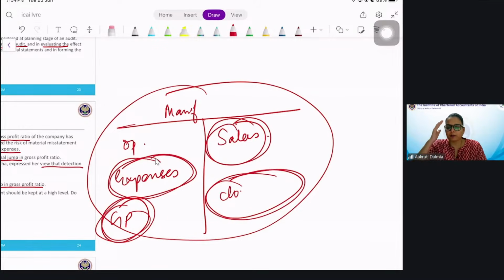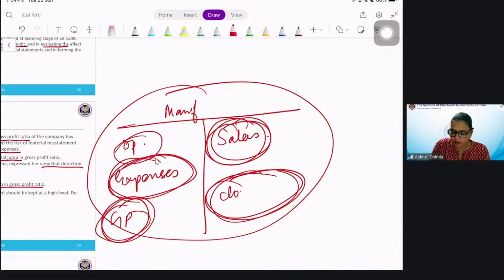If you create a visual in your mind about the manufacturing account, it's not net profit. So mostly it will be affected by these three things only. Sales means revenue, stock, and expenses.